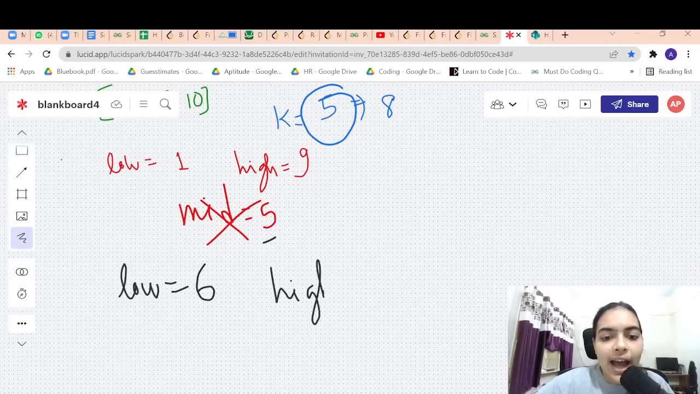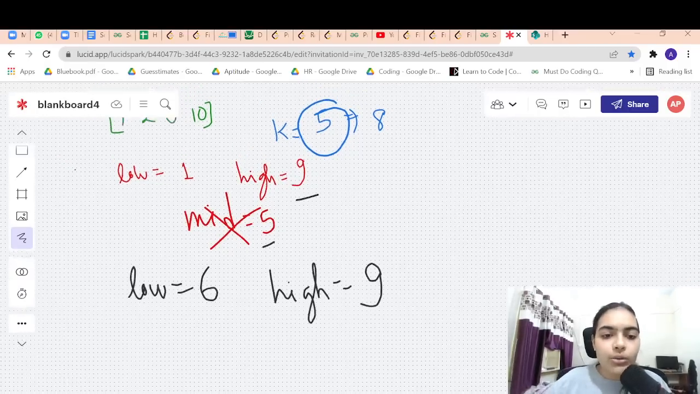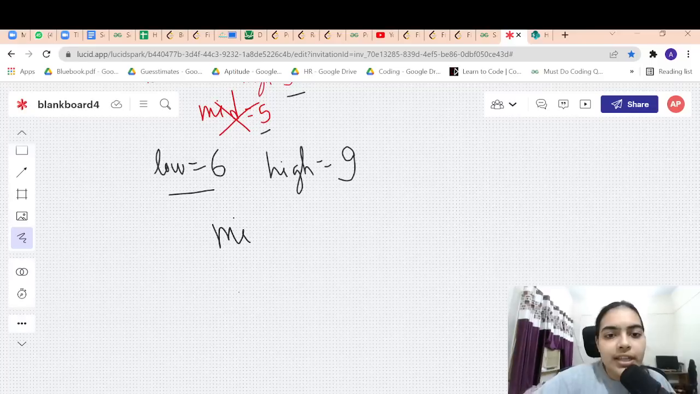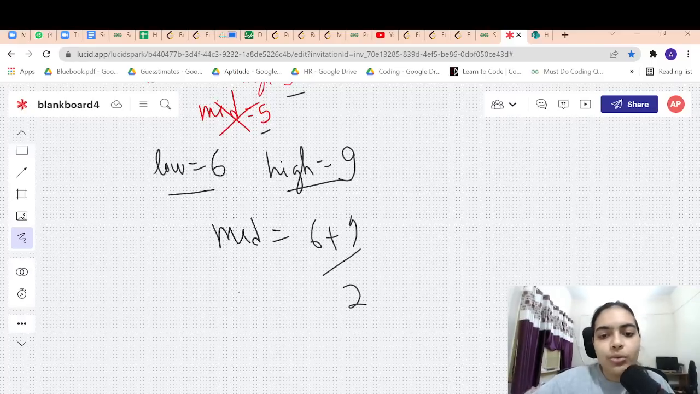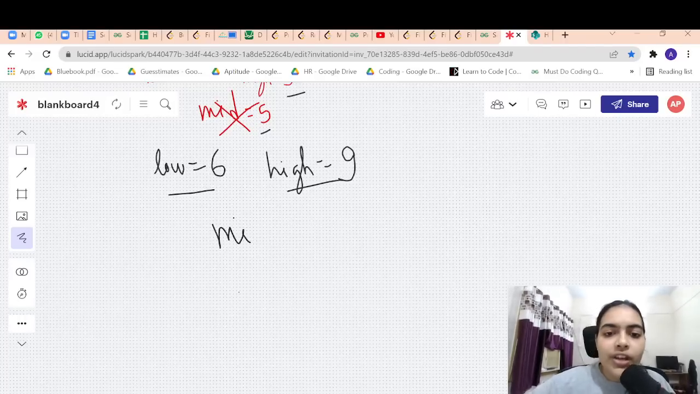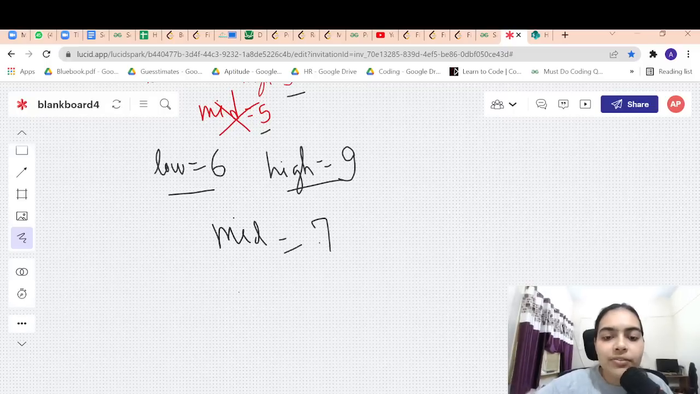And what is the high? High will remain 9. Now we will do the same thing. Next iteration. Low is equal to 6, high is equal to 9. What is mid? Mid will be 6 plus 9 by 2. 6 plus 9 is 15, and 15 by 2 is equal to 7. Now we are going to guess with 7.